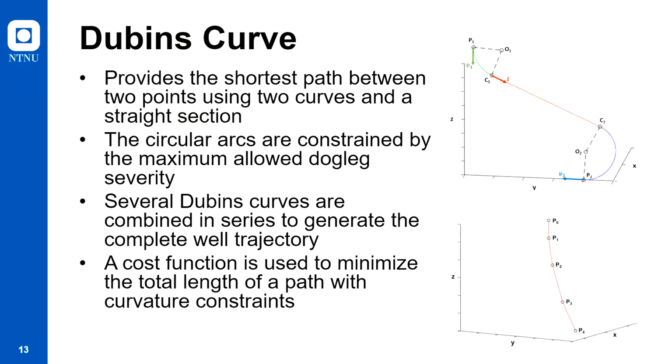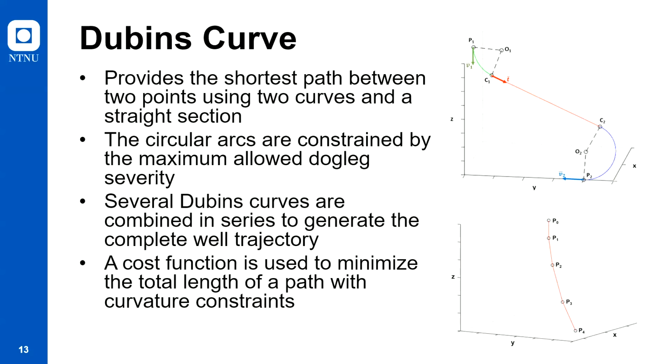3D Dubins curves are implemented in the control system for well trajectory planning. The trajectory is generated before a drilling operation starts, and the output will be the well trajectory that the NMPC controller will use as a reference. The main property of a Dubins curve is that it provides the shortest path between 2 points in 3D, using 2 curved sections and a straight section as shown in the figure at the top. The circular arcs are constrained by the maximum allowed dogleg severity given by the fixed bend sub in the BHA.